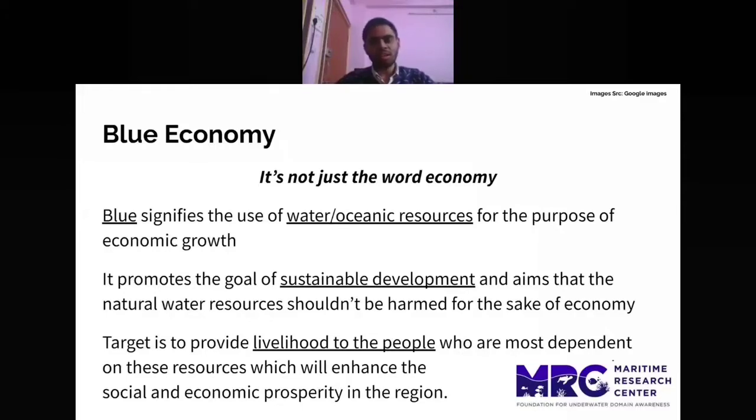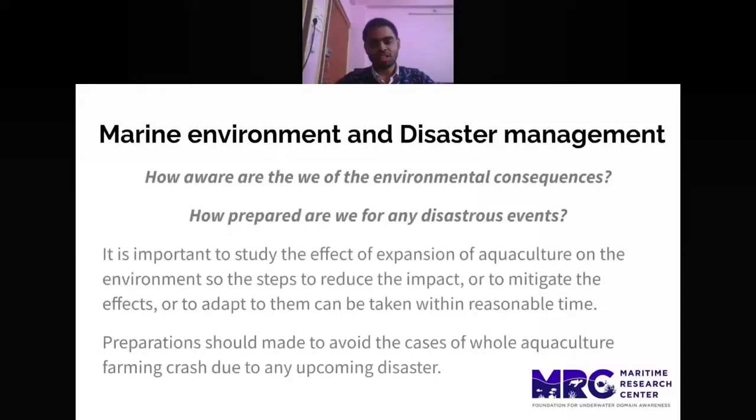And the third is the marine environment and the disaster management. So the two questions which we have to ask to ourselves are how aware are we of the environmental consequences? Everyone knows that every action has a certain consequence associated with it. So if we are focusing more on expansion of aquaculture, are we aware of any negative environmental consequence? Are there any unforeseen consequences which we are not aware of? And how prepared are we for any disastrous events? So the disastrous event here means natural calamities or any widespread disease in the organisms in the aquaculture industry only, which we are trying to focus upon.